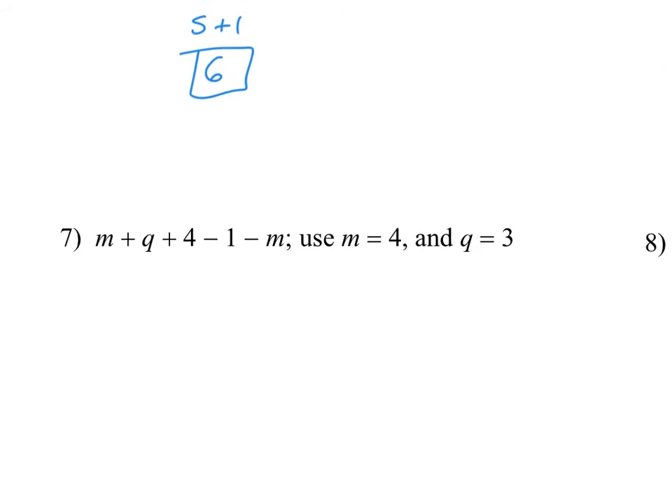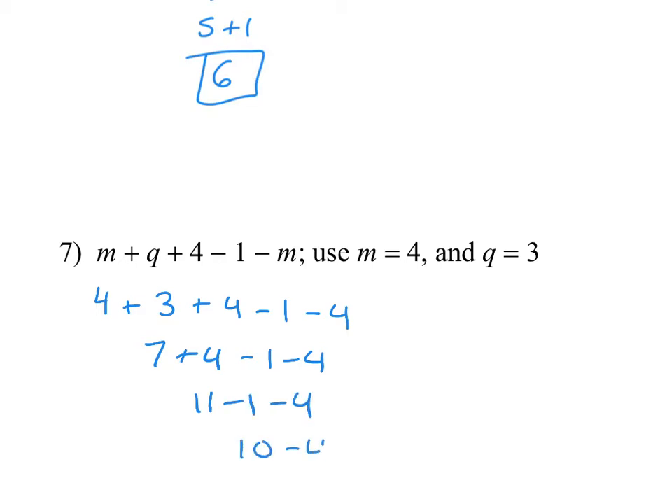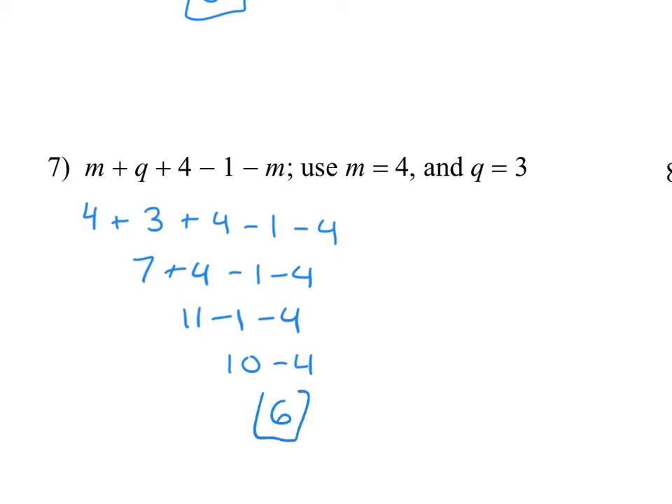All right, 7. We need to plug in first. So we have 4 plus 3 plus 4 minus 1 minus 4. So I'm going to go from left to right. But as Winchell said, he does it differently. So if you do it differently, you can. If we see that we have a plus 4 and a minus 4, they cancel out. But I'm just going to go left to right. So we have 4 plus 3 would be 7. 7 plus 4 is 11. 11 minus 1 is 10. And 10 minus 4 is 6. Any questions on this one?